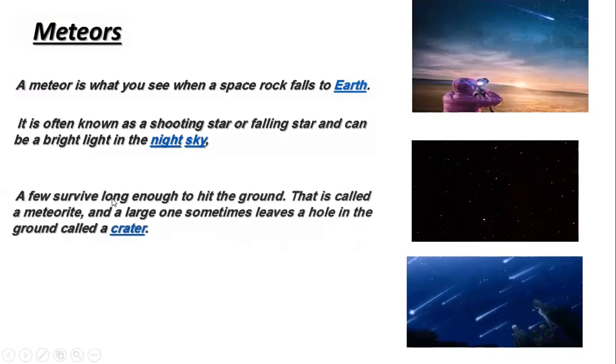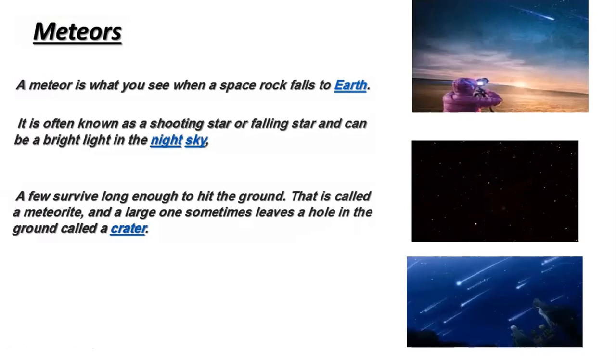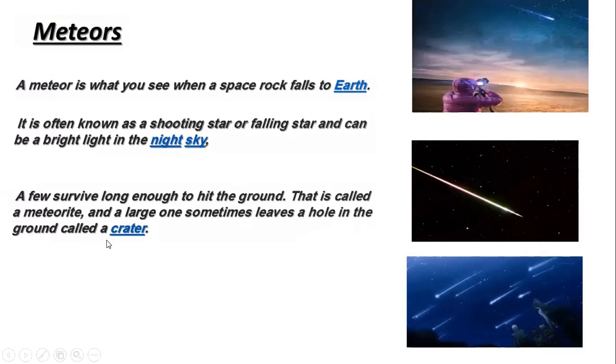A few survive long enough to hit the ground. That is called a meteorite. A large one sometimes leaves a hole in the ground called a crater.